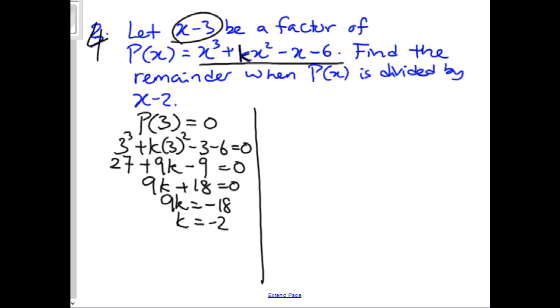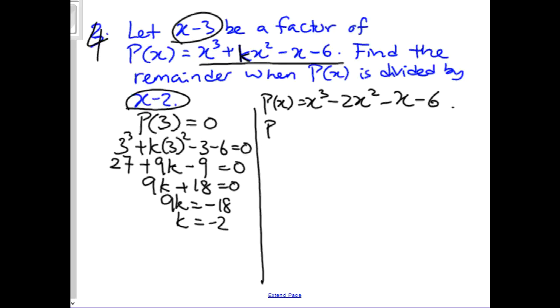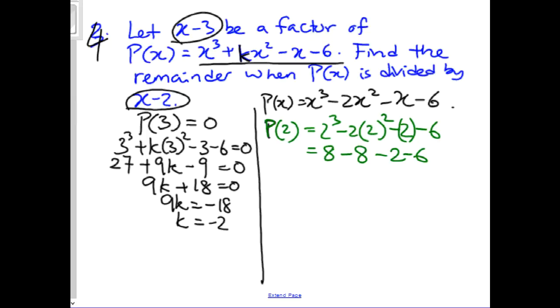So now I know that my P of x is going to be x cubed minus 2x squared minus x minus 6. Now what we need to figure out is the remainder when it's divided by x minus 2, which is just going to be putting 2 into my polynomial function. 2 cubed minus 2 times 2 squared minus 2 minus 6. So this is 8 minus 4 times 2, which is 8 minus 8 minus 2 minus 6, so the answer is minus 8. So that's the remainder.